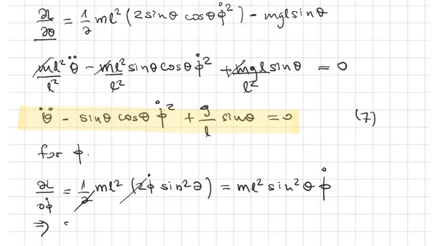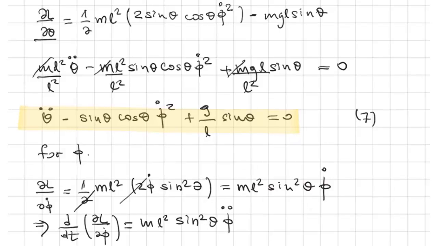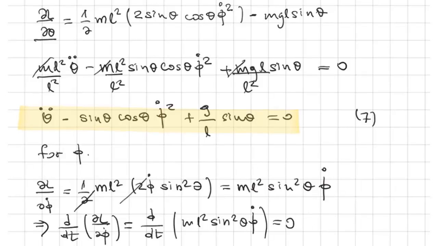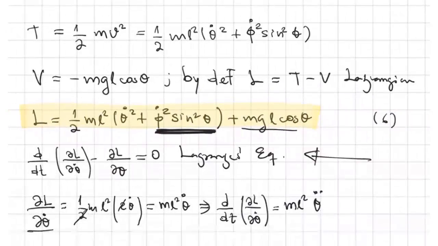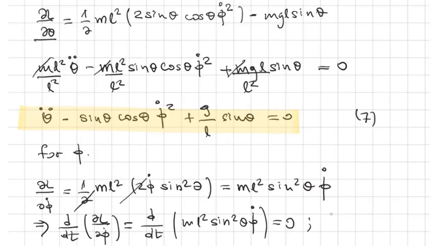Then the derivative with respect to time of dL/dφ̇ is equal to mL² sine squared of θ φ̈. Let's write it better like the derivative with respect to time of mL² sine squared of θ φ̇, and that will be equal to 0. And now let's do the derivative dL/dφ.